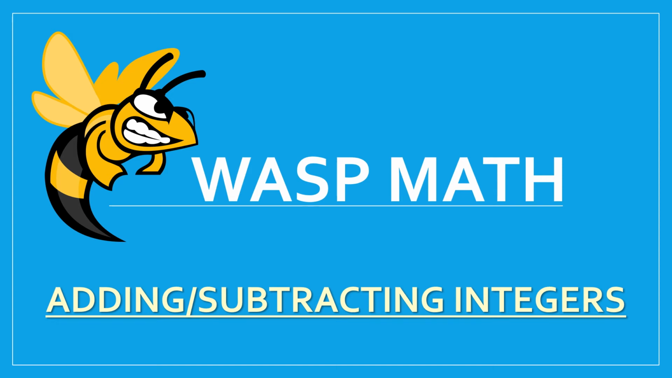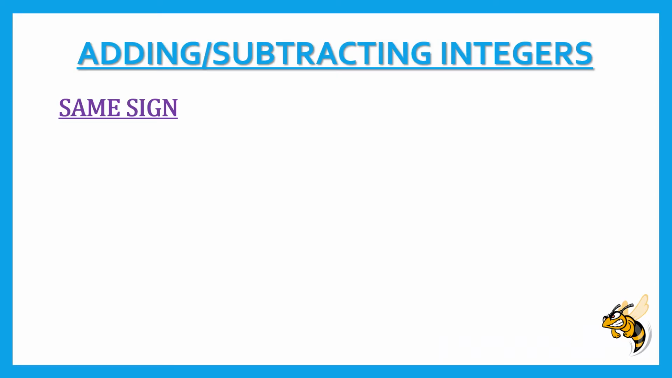Welcome to What's Math. This video will focus on adding or subtracting integers. The first scenario we're going to look at is whenever the integers have the same sign. If they have the same sign, you want to keep the sign, then you want to add their absolute values.